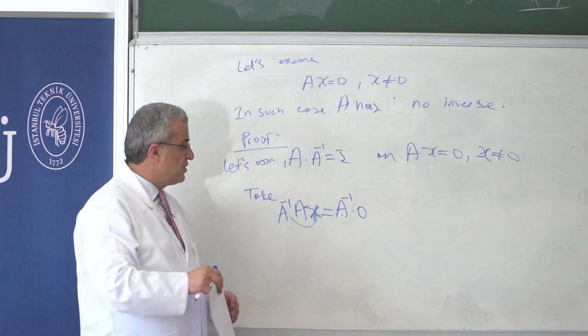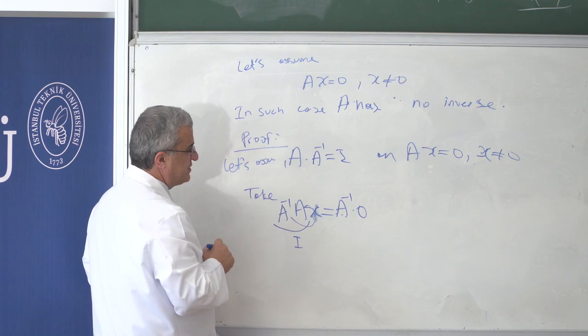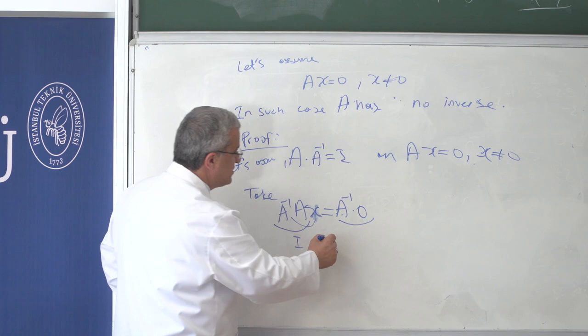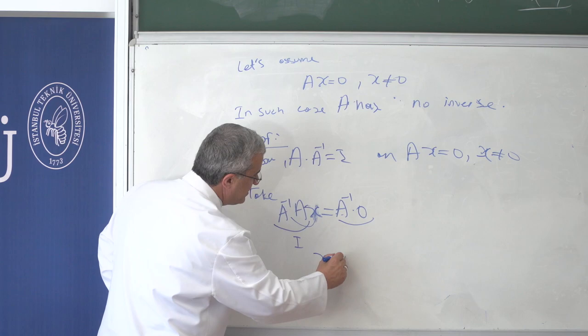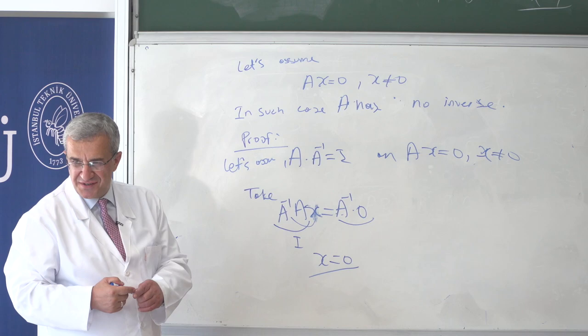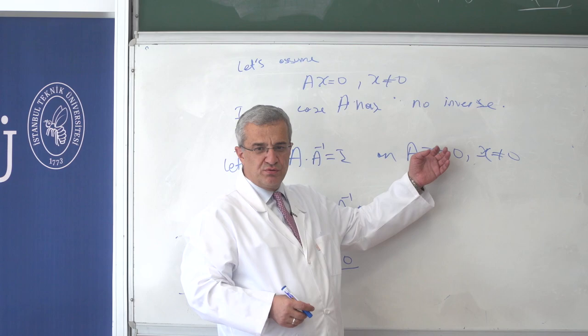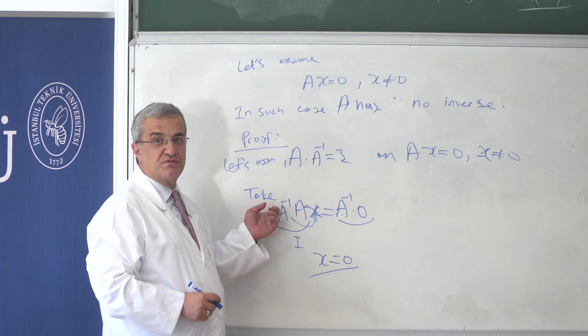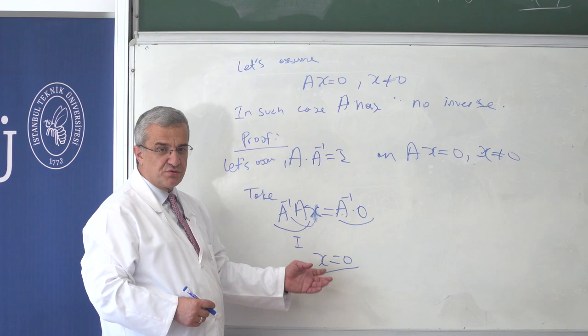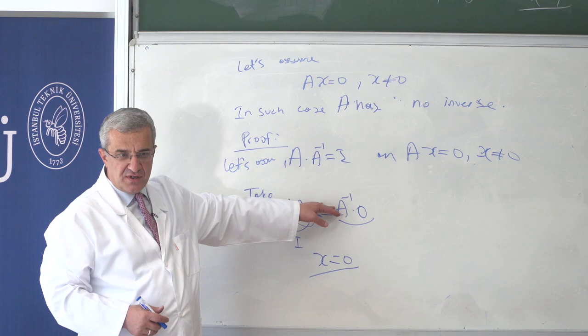So by definition of A inverse, what is this? This is identity. And this is A inverse times zero. Anything times zero is zero, right? So this is identity times X is zero. So this is telling you that, no sir, you can't have it both ways. If X is different from zero and AX is equal to zero, then you have an inverse. That would mean that X is equal to zero. So this is proof by contradiction. So your hypothesis is wrong, so it cannot be true, okay?